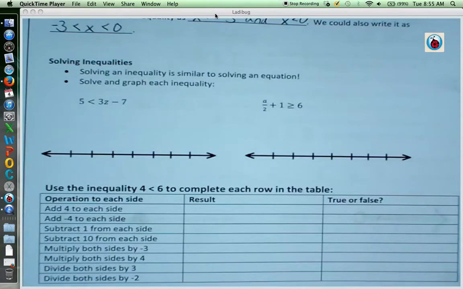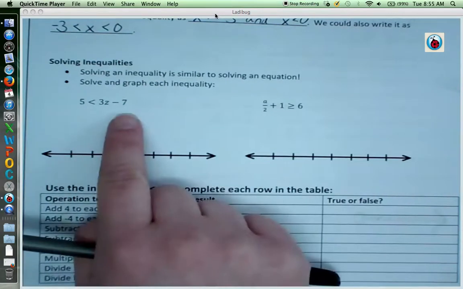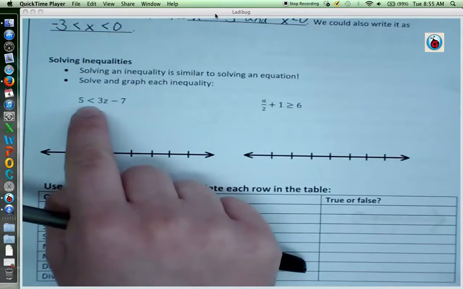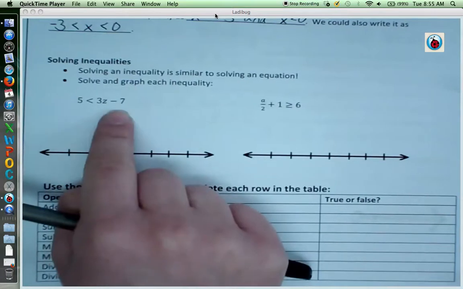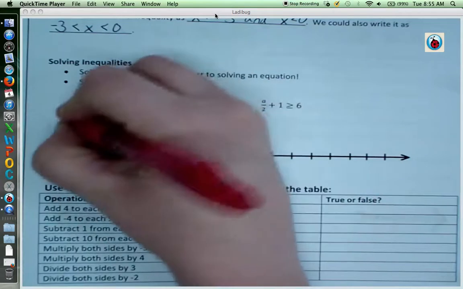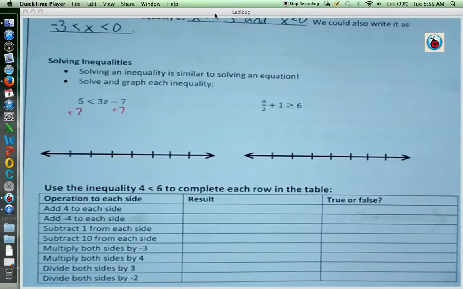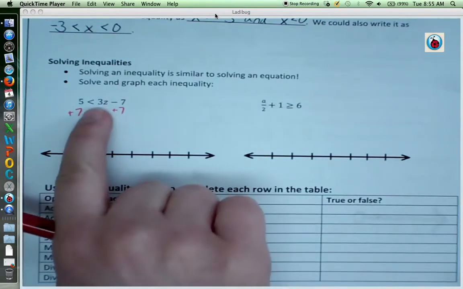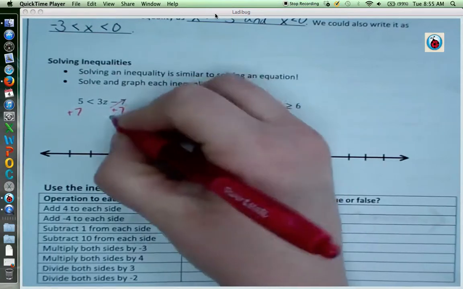5 is less than 3z minus 7. If I imagine that this was an equal sign and I'm solving an equation, my first step would be to add 7 to both sides. So I'll go ahead and do that. And instead of both sides of the equal sign, this time we have both sides of the inequality symbol. All right, so this cancels the minus 7 on the right.